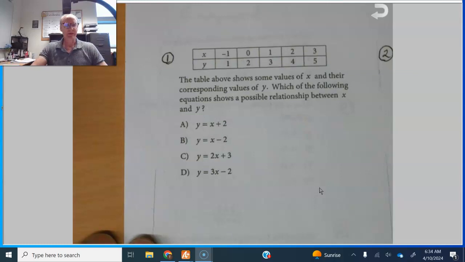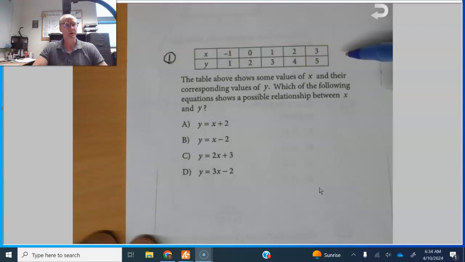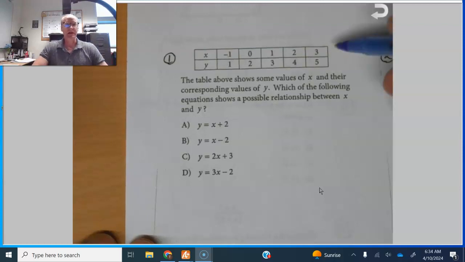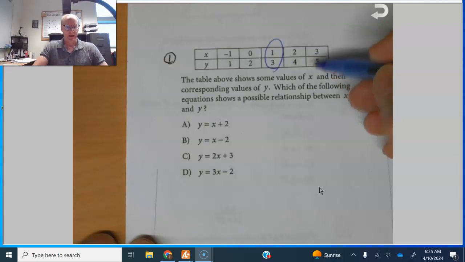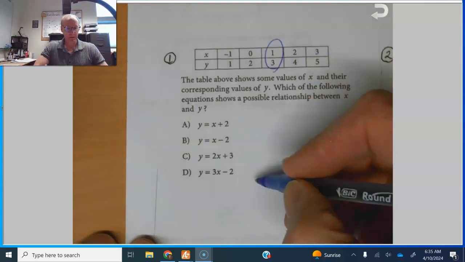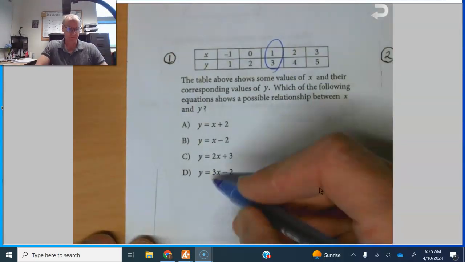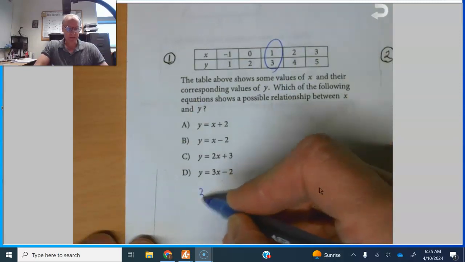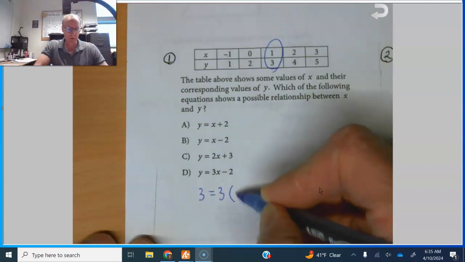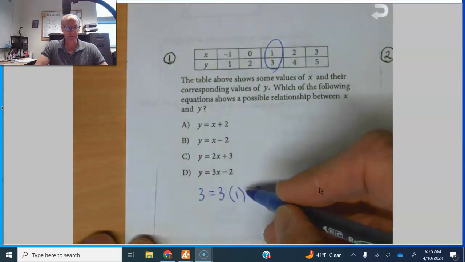The first thing, notice that we have a table of values, and these have to all be true for the equation that works. So my suggestion is that you pick one of these numbers. This one looks pretty easy. X is 1 when y is equal to 3. And you could try various one of these equations. For example, if I put 1 in for x for this one, and y equal to 3 for the d, I would get 3 is equal to 3 times 1 minus 2, which of course is not true. 3 is not equal to 3 minus 2.